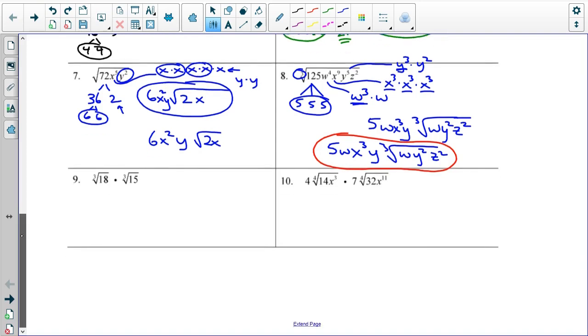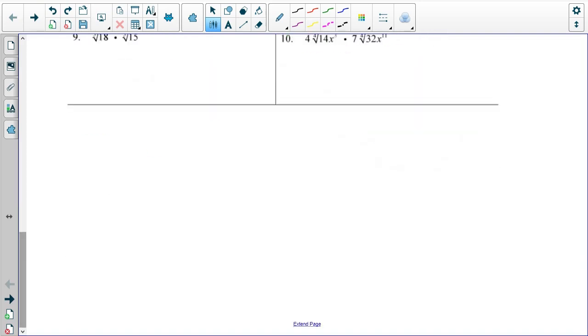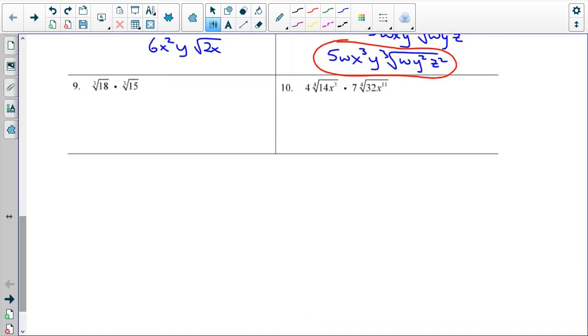Number 9 and number 10, I'm now going to maneuver with simplifying things that are multiplied together. 18 is really 9 times 2, which is 3 times 3. So notice I don't have any groups of 3 that I can pull out of 18. 15 is 3 times 5.